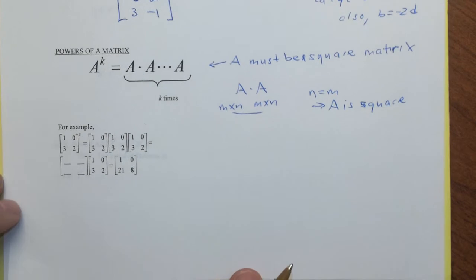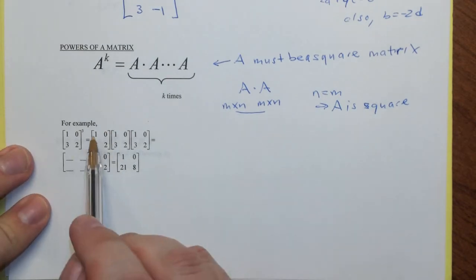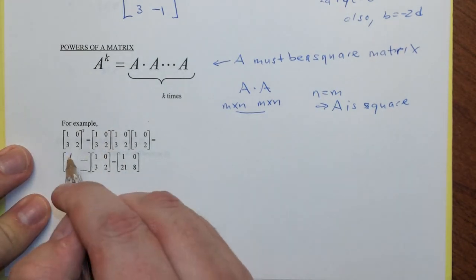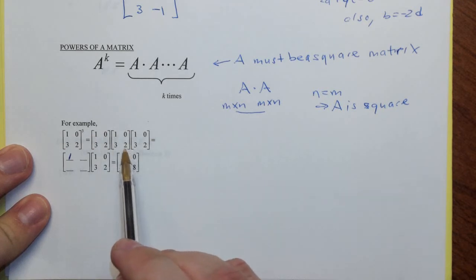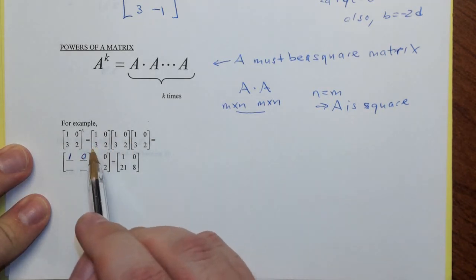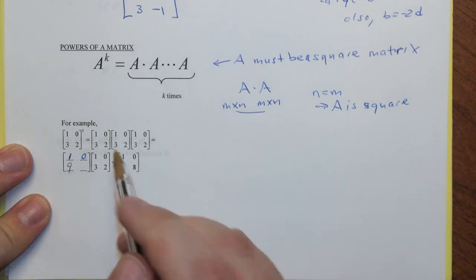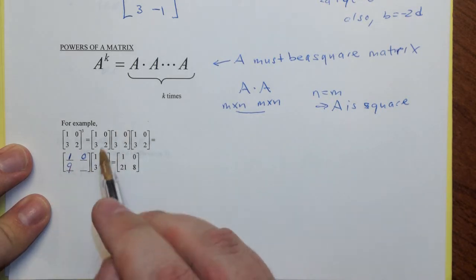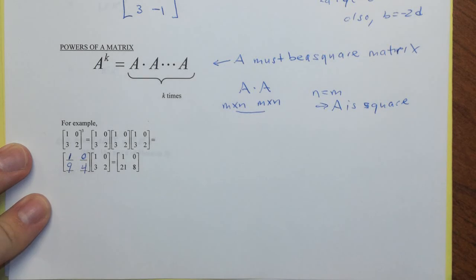And you can compute that down here. 1, 0 multiplied with 1, 3 will give me 1. 1, 0 multiplied with 0, 2 gives me 0. 3, 2 multiplied with 1, 3 will give me 3 plus 6, or 9. 3, 2 multiplied with 0, 2 will give me 4.